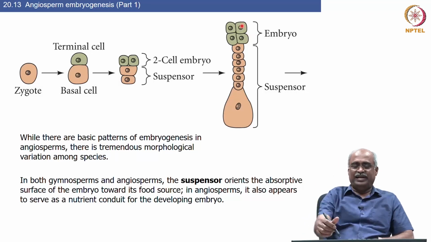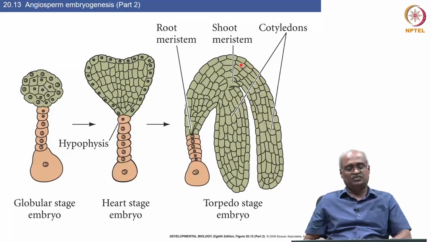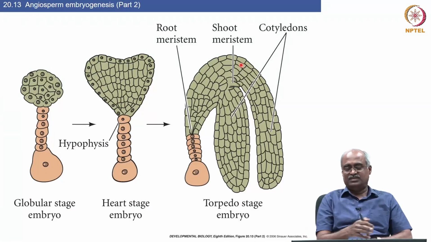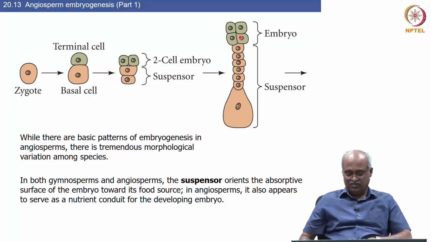So before that, let us look a little at what we have understood about suspensors themselves based on the genetic mutants identified in Arabidopsis. Okay. So that is going to be shown in a couple of slides. So this is an overall summary continuing from this step onwards.